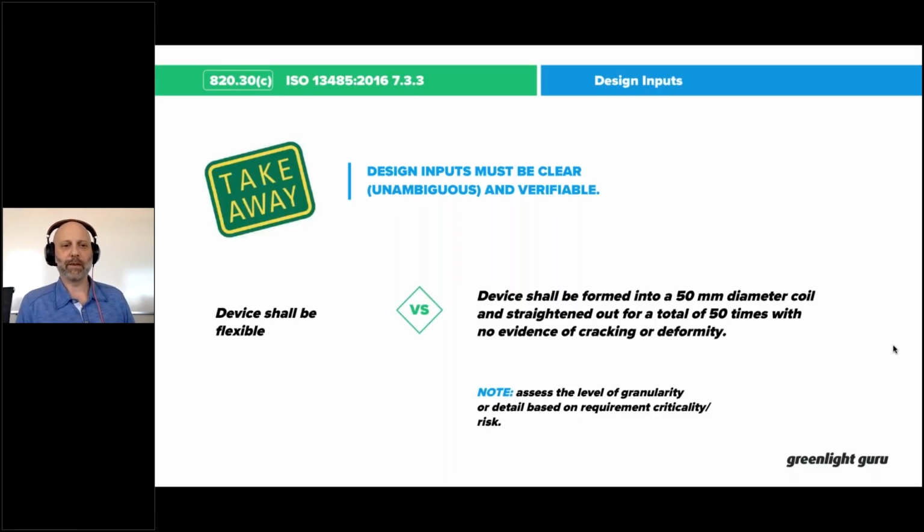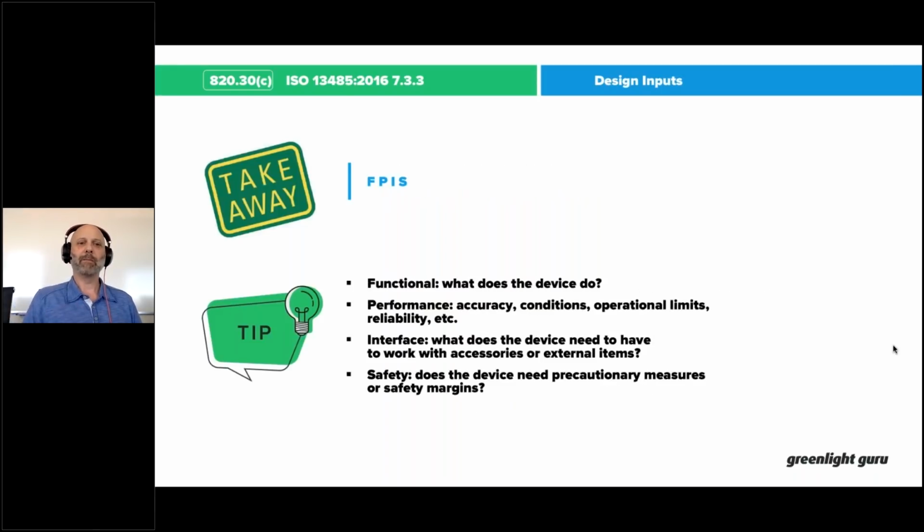Another ambiguous example: "device shall be flexible." Boy, that's so vague, and what does that mean? I mean, flexible to me and flexible to you, they're going to mean different things. So as best as we can, let's define what we mean. What is that flexibility criteria that we're trying to address? And let's build that level of detail, that type of information, into the design input requirement itself. As you can see, "device shall be formed into a 50 millimeter diameter coil and straightened out for a total of 50 times with no evidence of cracking or deformity" is a pretty specific requirement. And that's what we mean when we talk about being flexible in this particular case. So keep that in mind.